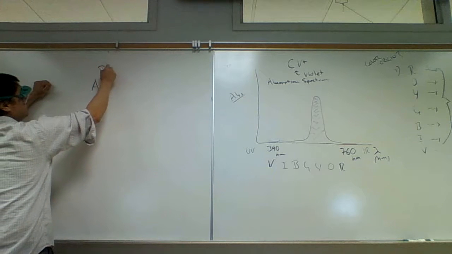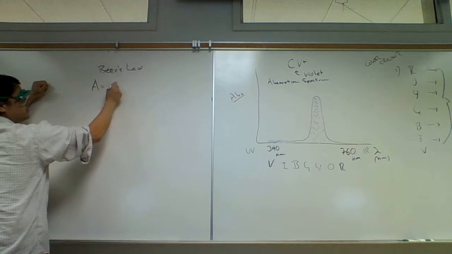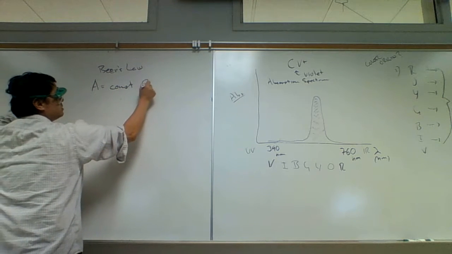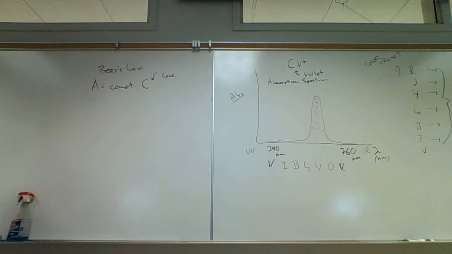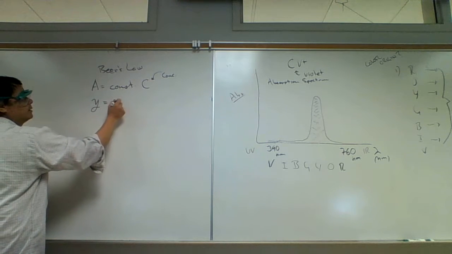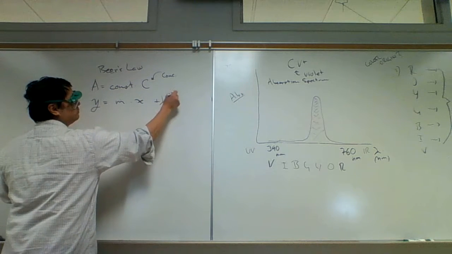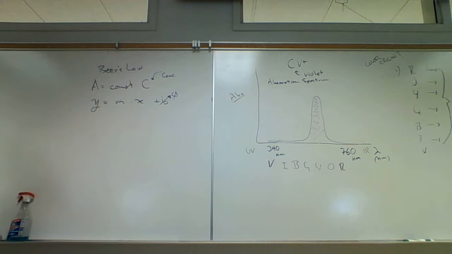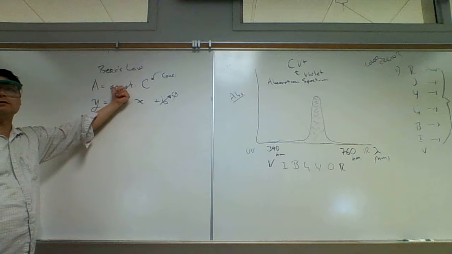Beer's law is this. It just says that the absorbance is equal to some constant times the concentration, C. In other words, it just says that there's a linear relationship between the absorbance, Y, the constant would be M, C would be X, and B, the intercept, is 0.